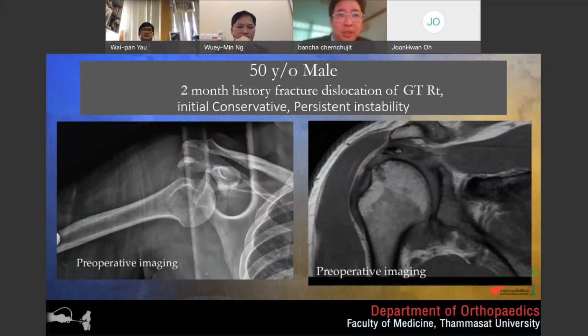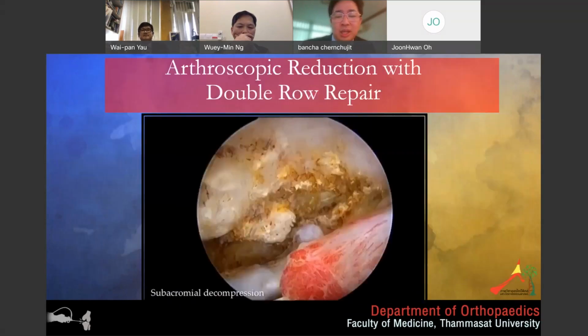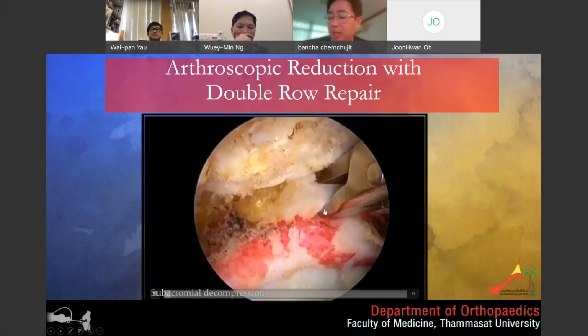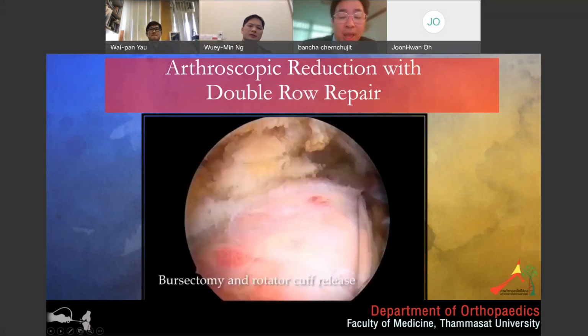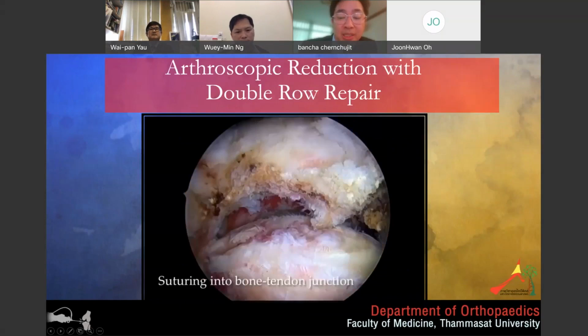In another patient, this is also common in the elderly, the GT fracture, right? This patient had a 2-month history of GT fracture. The conservative treatment failed because the fracture displaced more, with persistent instability. So these are the intra-op findings. When we got in, we found that the patient had a good labrum. For this patient, the labrum is intact.